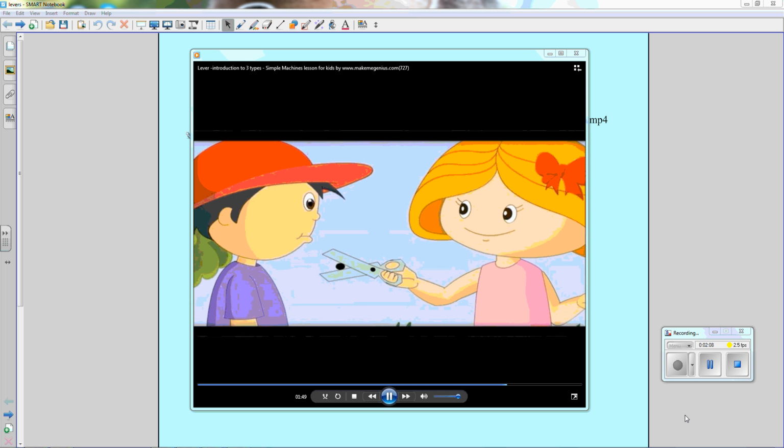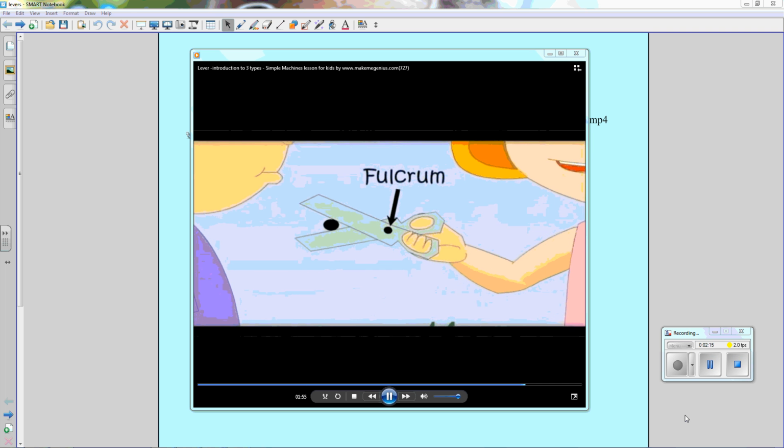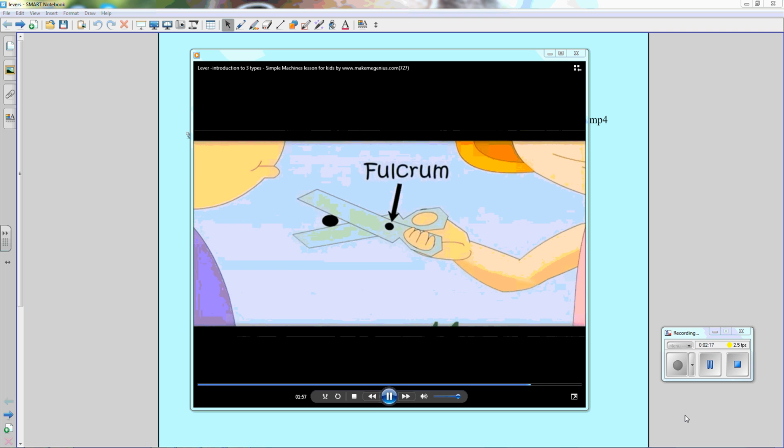Now, can you tell me where's the fulcrum on this simple machine? Oh yes, it is the center. It is fixed. And where is the effort put? Effort is put from the back and load is on the front.